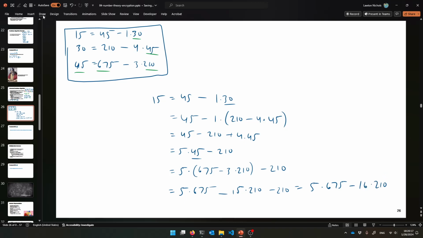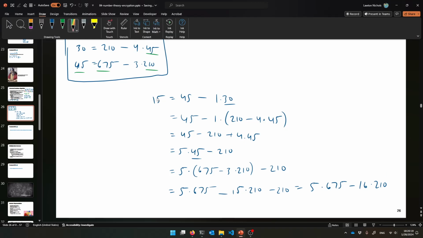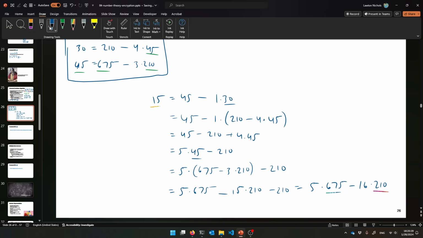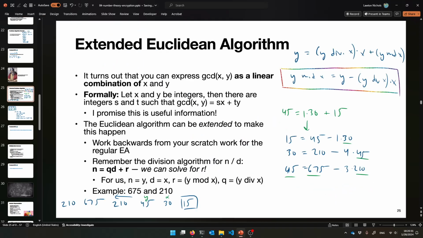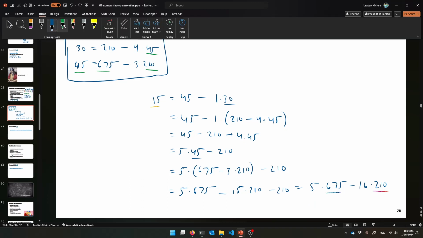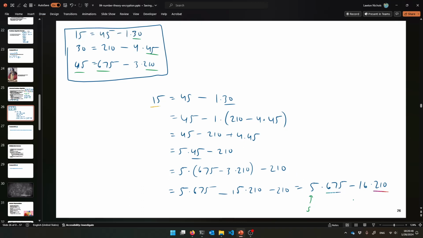And so we finally have 15 being equal to some number times 675, some linear combination of 675 and 210. We found, do you see? Finally, we found our S's and our T's that equal the GCD. This is our S. This is our T. Or maybe I got them a little bit off, but that's the idea. Okay, let me use green for that even. There's my S. There's my T. Okay? That's what you got to do.